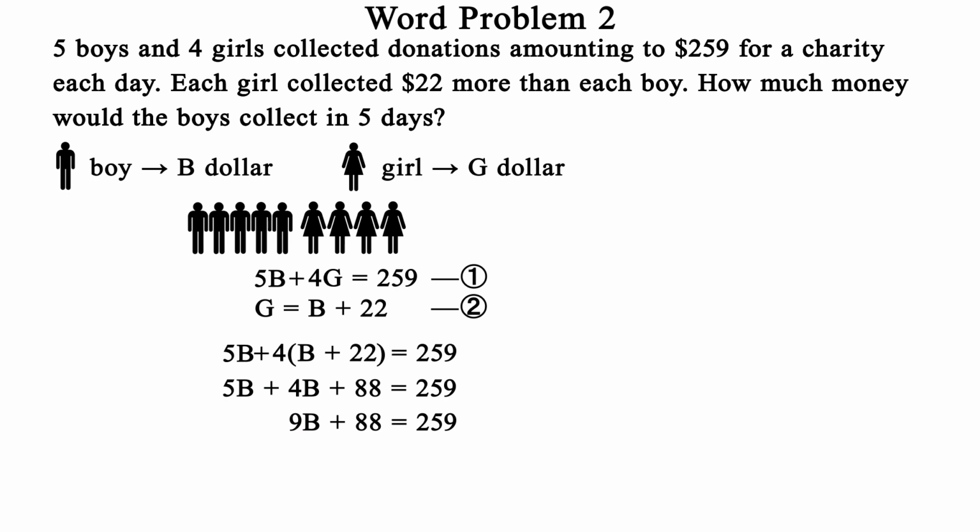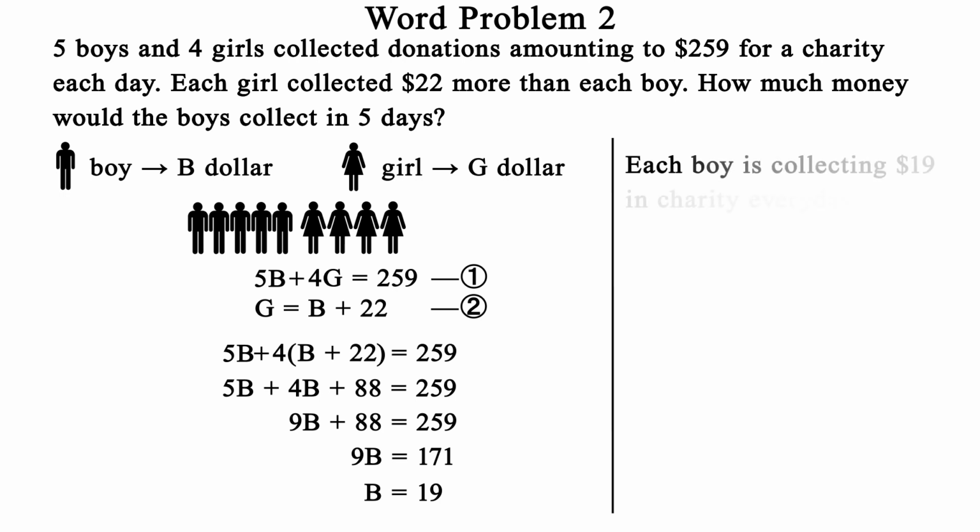Plus 88 going other side, minus 88. So 9B equal to 259 minus 88, which is 171. So 9B equal to 171. 9 is times, goes divided by. So my B equal to 171 divided by 9. So B equal to 19. That means each boy is collecting $19 in charity every day.